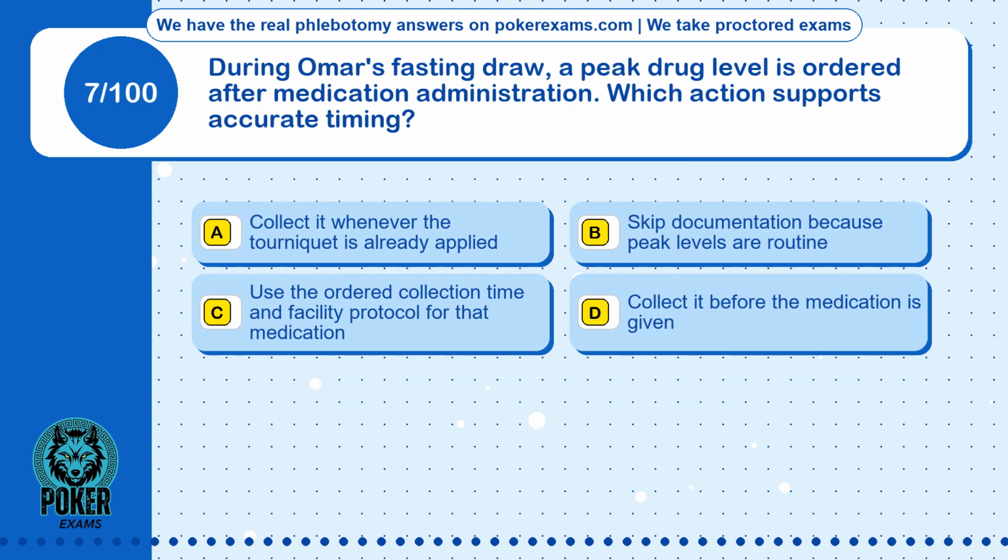Question 7. During Omar's fasting draw, a peak drug level is ordered after medication administration. Which action supports accurate timing?